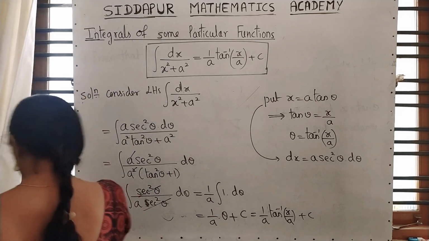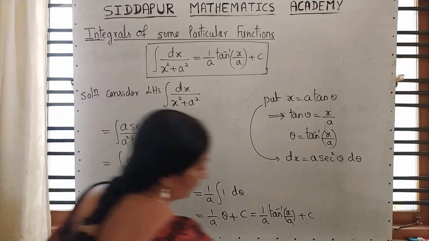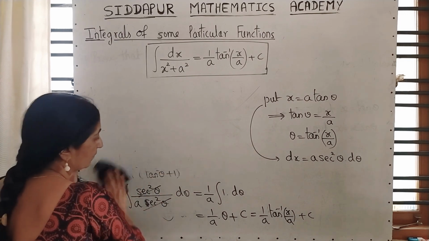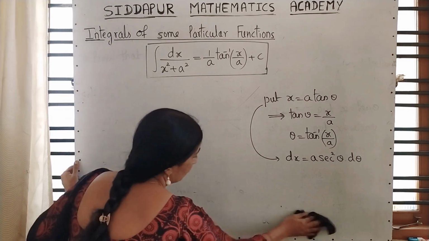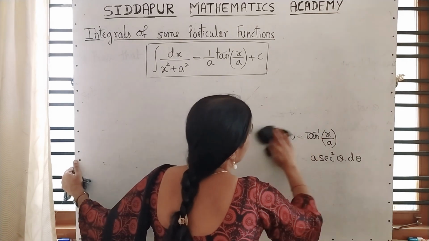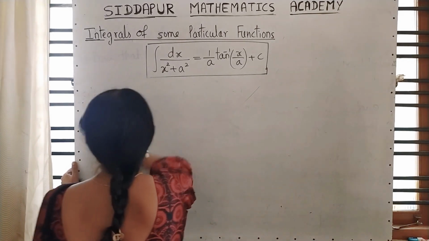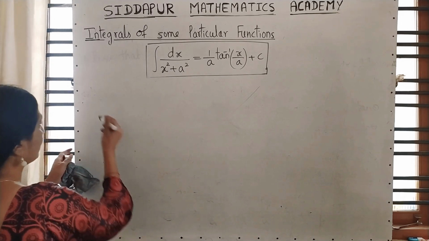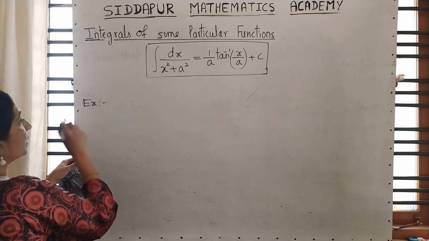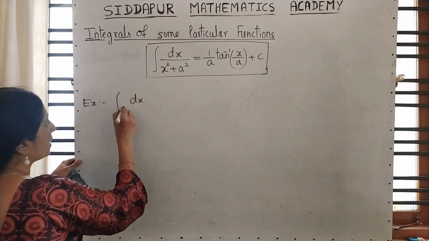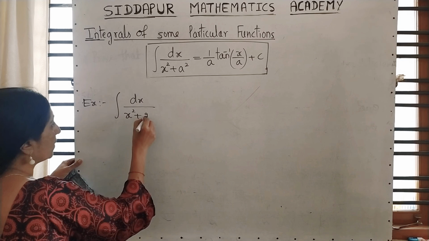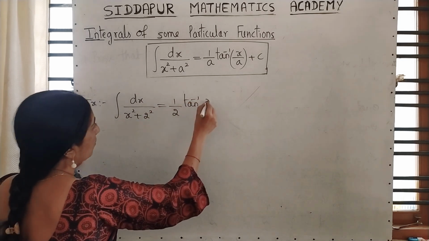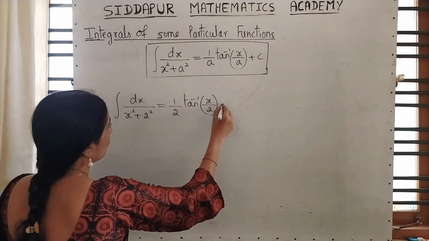Now I am giving you the example related to this formula. Write down these formulas in the formula list, whatever we wrote in the first class. Example: dx upon x square plus 2 square is 1 by 2, where 2 is the number, tan inverse x by 2 plus c.